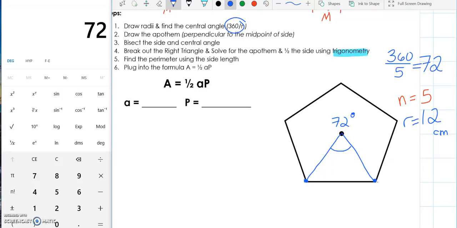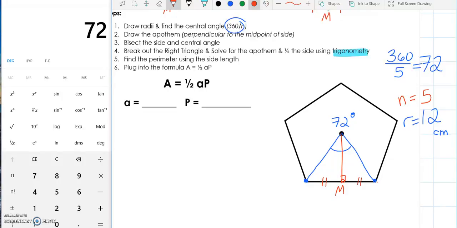Next, step 2. Draw the apothem, which is perpendicular to the midpoint of a side. We're going to use the side at the bottom because that's the side that's stuck between your 2 radii. Okay? So we're going to go ahead and draw the apothem from the center, perpendicular down to your side, and I'm going to show that it's the midpoint. So I'm going to show it was cut in half.